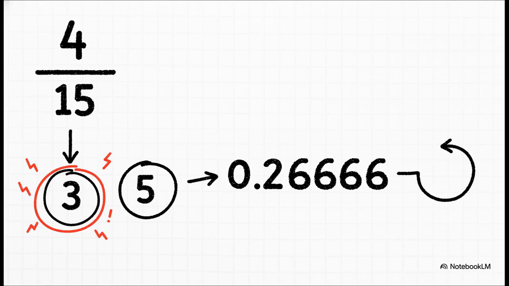How about 4/15? Okay, step 1. Is it simple? Yes. Step 2. The bottom number is 15. Step 3. What are the prime factors of 15? Well, that's just 3 times 5. Uh-oh. See that? We've got a 5, which is fine, but we also have a 3. That 3 is our party crasher. So our rule says it's going to be a repeating decimal, and if you check it, 4 divided by 15 is 0.2666, and on forever. See? The trick never fails.